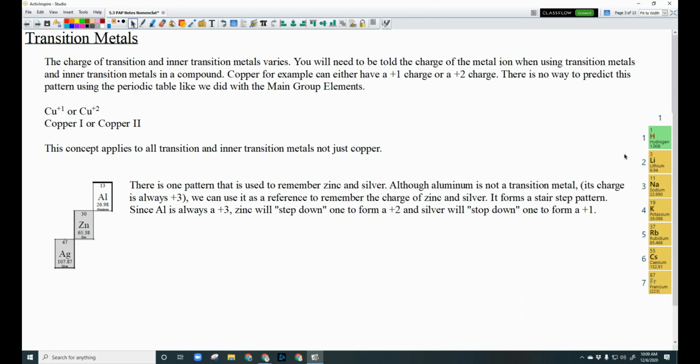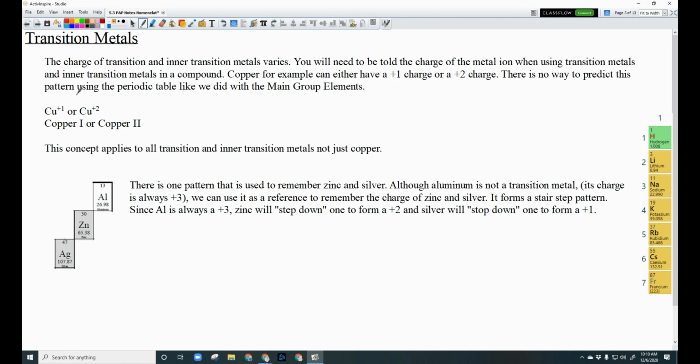So take copper, for example. Copper can either be a +1 charge or a +2 charge. Since it's a metal, it's going to have a positive charge, but there's no way to predict this just by its placement on the periodic table. So you're going to be told. You're going to see it written like copper +1. That means it's a +1 charge, or copper +2.